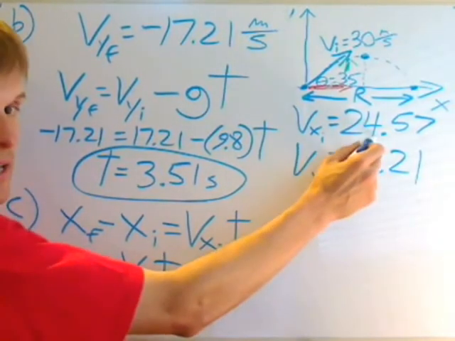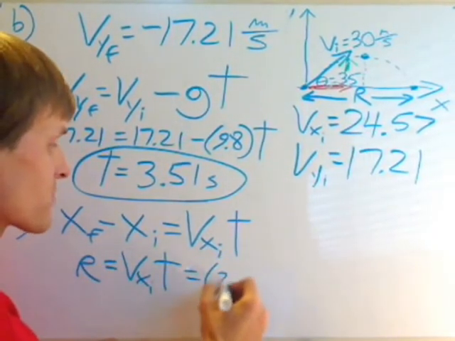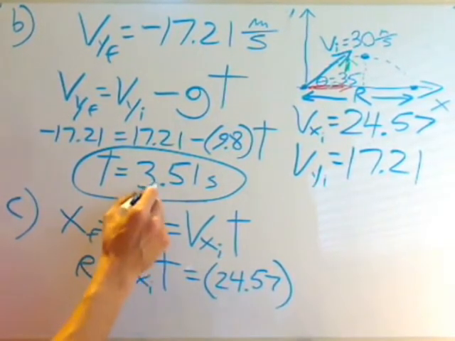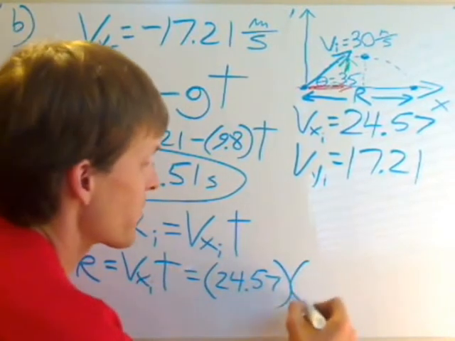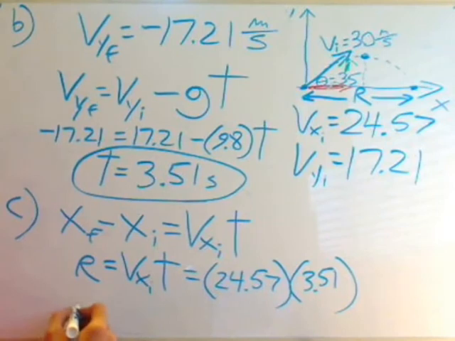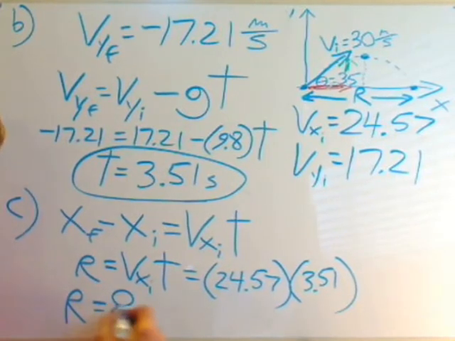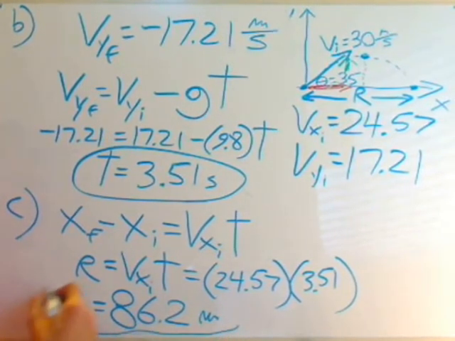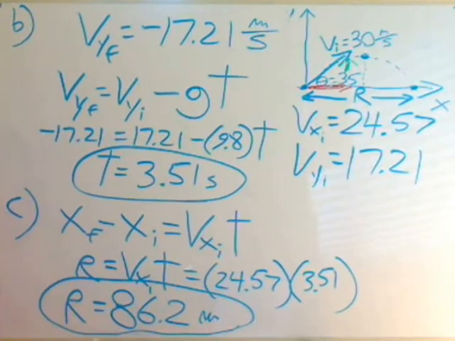Our x velocity again is 24.57 meters per second. The time it's in the air we calculated in part B, so that's 3.51 seconds. That gives us a range, a total distance this object flies, of 86.2 meters. So there's our solution. We calculated how far this projectile goes.